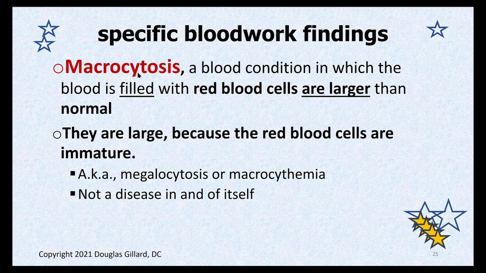Megaloblastic anemia was the subcategory of macrocytosis. All right, and we said that the red blood cells are much, much bigger than normal. So when you look in the blood, you're going to see these huge red blood cells, and they're going to have a nucleus. Red blood cells, we all know, don't have a nucleus, but these will have a nucleus.